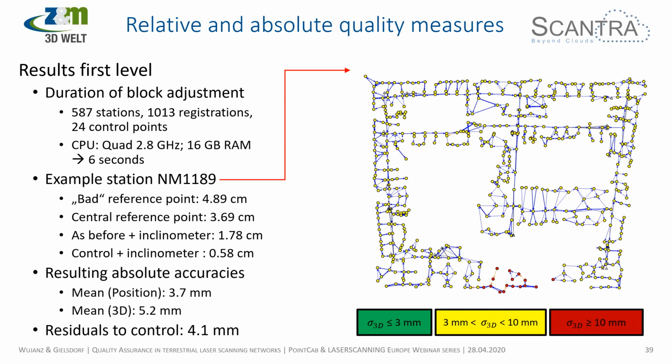And here are the accuracies for this particular floor: mean residuals and absolute values 3.7 millimeters for the position. So in 2D, if you so wish, in X and Y direction. Mean in 3D was 5.2, and the residual to the control points 4.1 millimeters. So everything spot on. The client was very happy, and so were we.